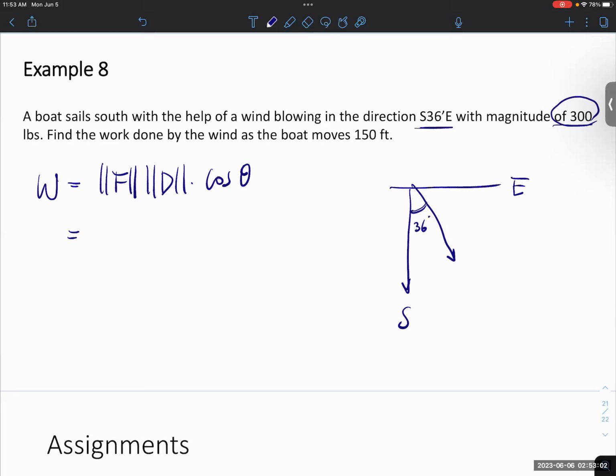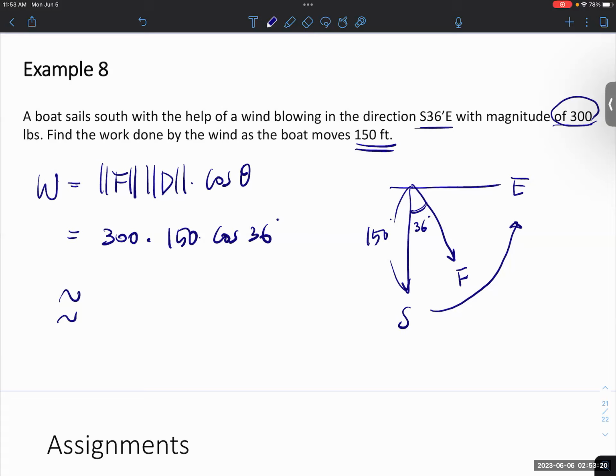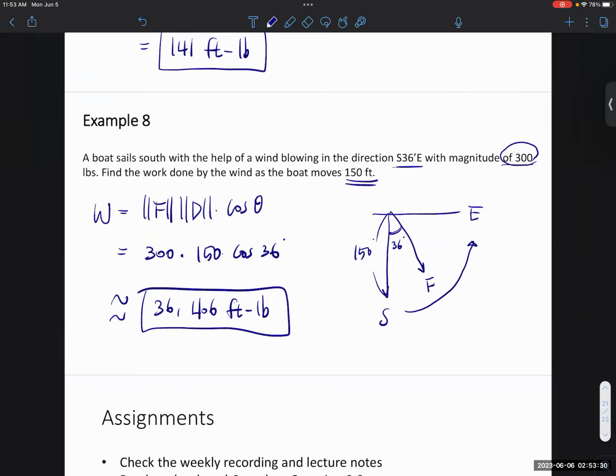This is the 36 degrees. And there's a force. This is the 150 distance. And they're heading this way, correct? So everything is given. Force is 300 pounds times the distance, 150, cosine 36 degrees. Just calculate it. Approximately 36,406 foot-pounds.